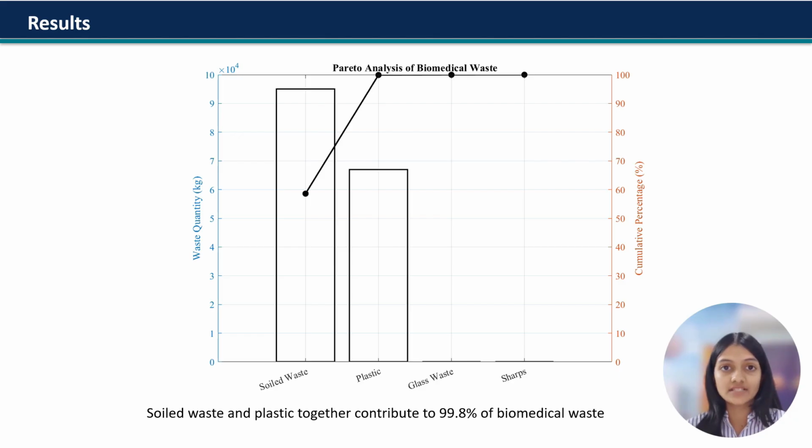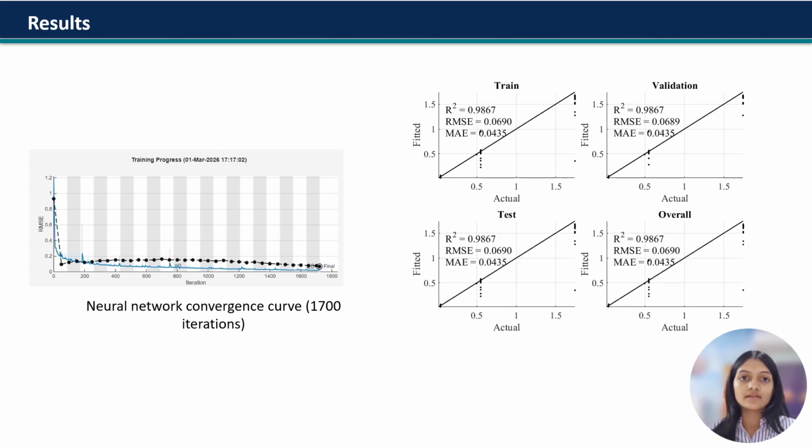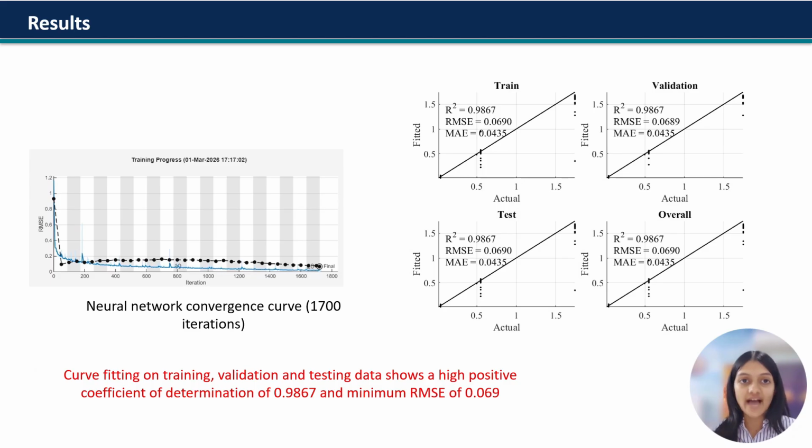Plastic and soil waste together account for nearly 99.8% of the total biomedical waste. Therefore, targeting plastic-based soil waste is critical for emission reduction. This shows the convergence graph, which shows 1700 training iterations, and an R-square value of 0.9867 indicates 98.67% prediction accuracy with minimal RMSE, demonstrating high model reliability.